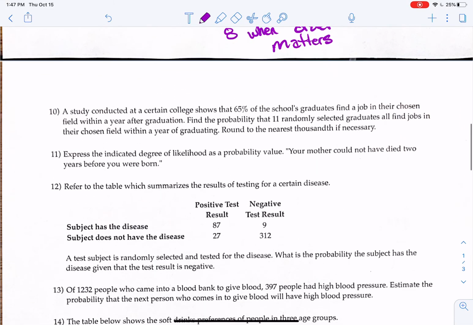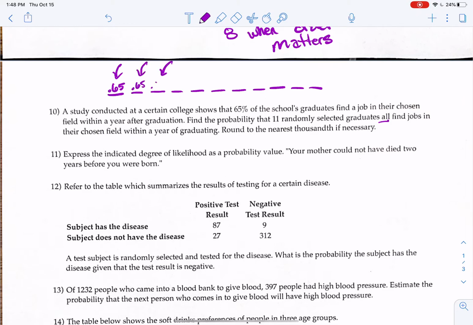Okay, number 10, a study conducted at a certain college shows that 65% of the school's graduates find a job in their chosen field within a year after graduation. Find the probability that 11 randomly selected graduates all find jobs. Okay, so I have 11 graduates. 1, 2, 3, 4, 5, 6, 7, 8, 9, 10, 11. The chances that this one finds a job is 0.65 or 65%. The chances that this one finds a job is 65%.